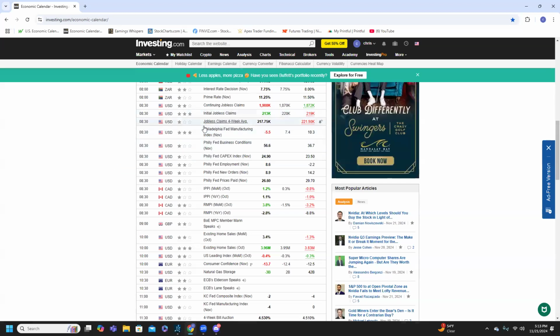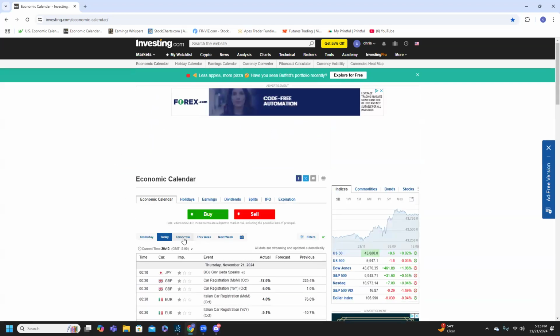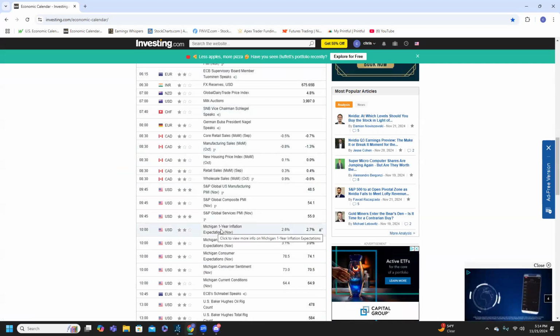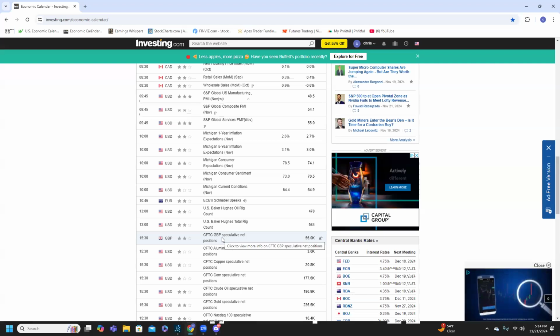In the pre-market tomorrow, there doesn't look like much going on. Just global composite PMI and manufacturing PMI 15 minutes after the open, and then University of Michigan data, the 1 and 5 year inflation expectation, at 10 a.m. That is always going to give us some volatility, so let's just be prepared for that.